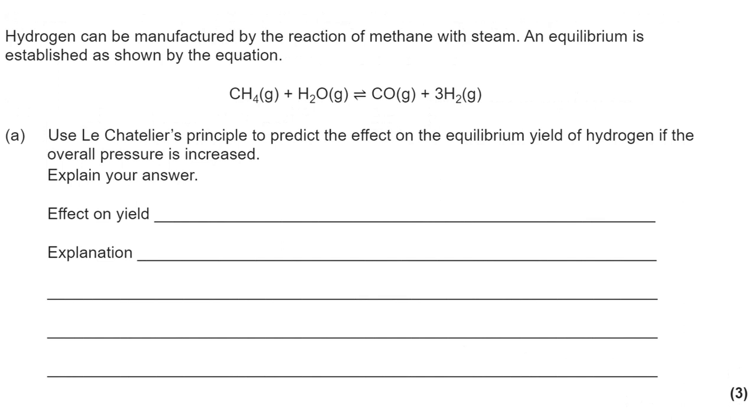So we have got the equation provided. We want to know, using Le Chatelier's principle, the impact on equilibrium yield of hydrogen if we increase the overall pressure. Now I'm going to start off by looking at how many moles are on each side of the equation. And you can see there are 2 on the left and 4 on the right. Now I'm going to go to the explanation first and then put the effect in last, because obviously you're building up to your effect.